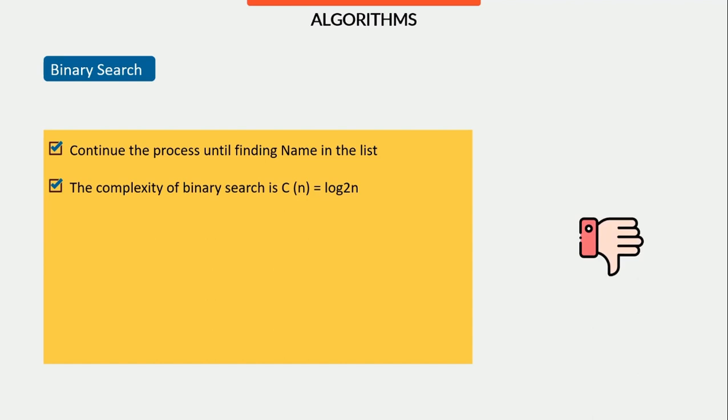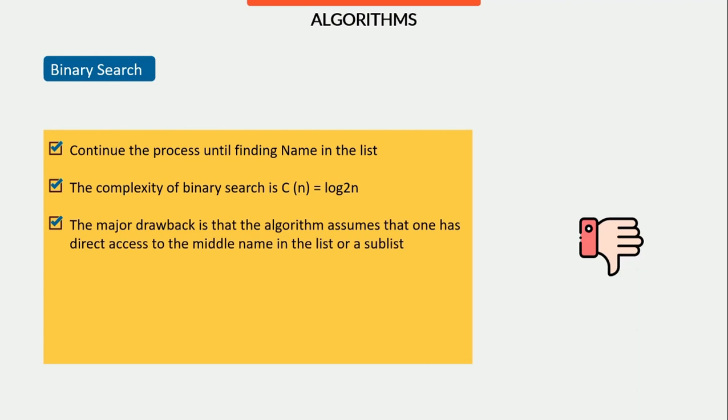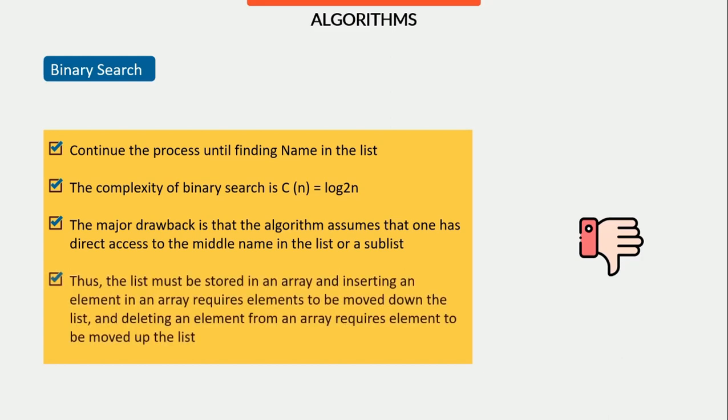So the major drawback of this algorithm is that it assumes the element will be compared from the middle position, and the person has to access the element which is at the middle position directly. It is one of the major drawbacks of binary search.